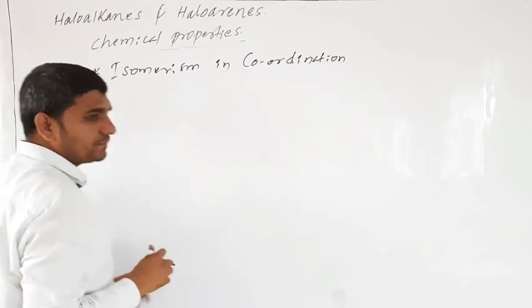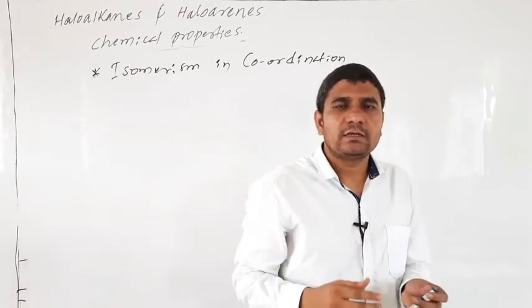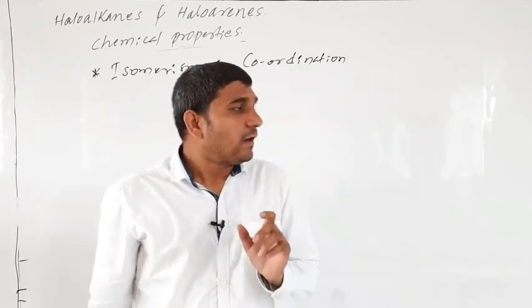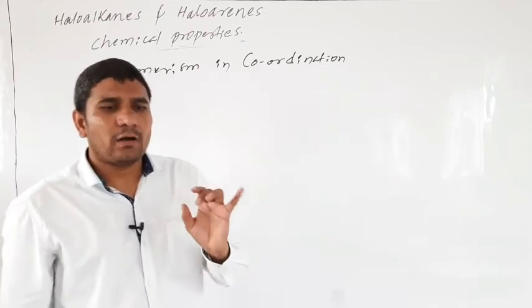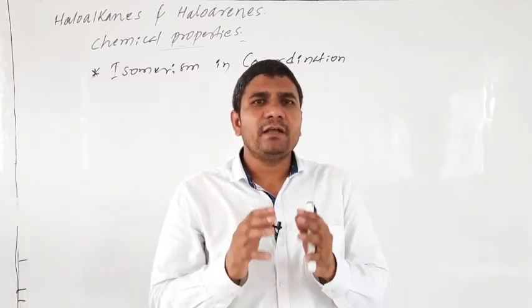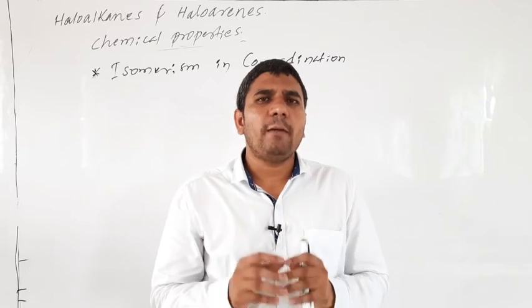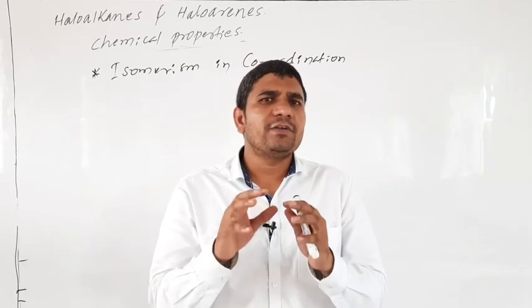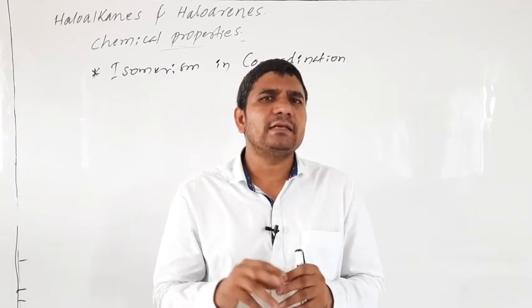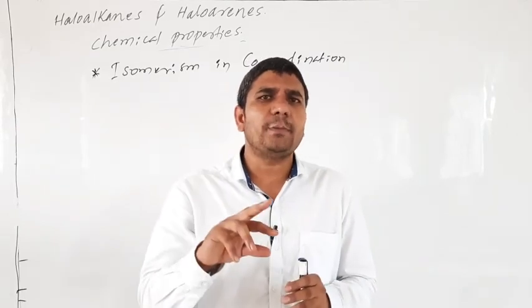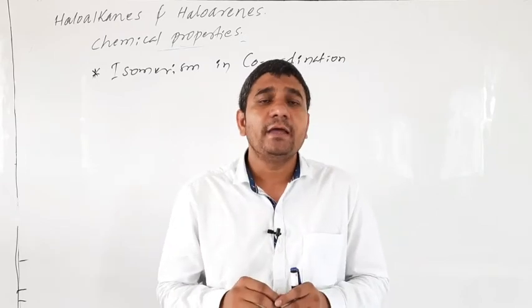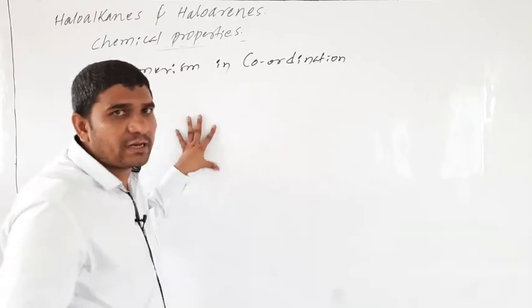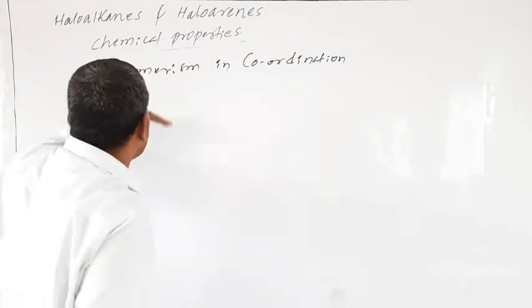What are isomers? What do you mean by isomers? Isomers are the compounds which have the same molecular formula but differ in their physical and chemical properties. That difference in physical and chemical properties arises because of what? Because of change in arrangement of the ligands around the central atom. In case of coordination compounds, I am telling, this is not organic chemistry, this is the inorganic part.